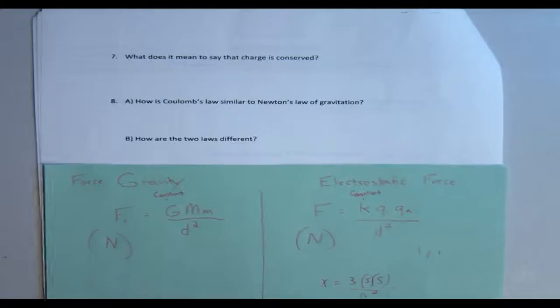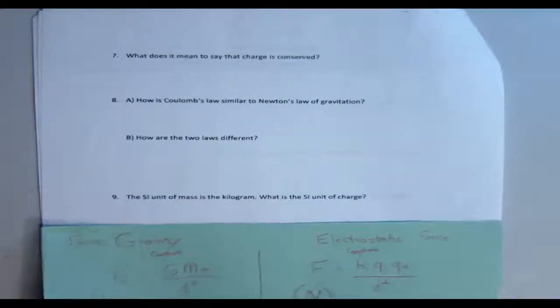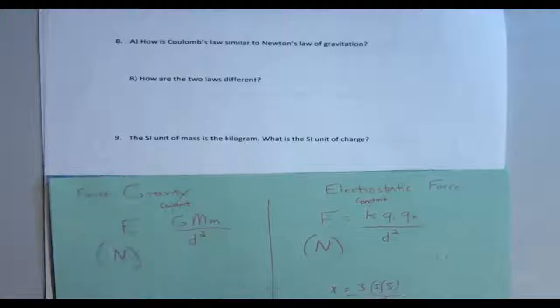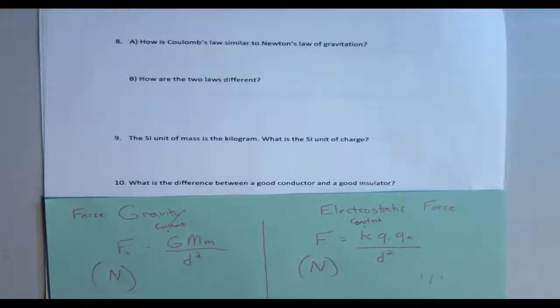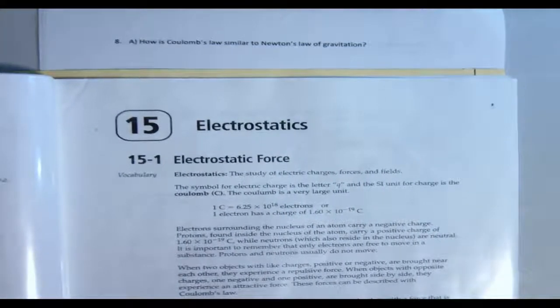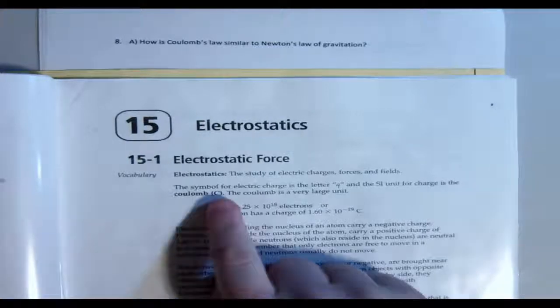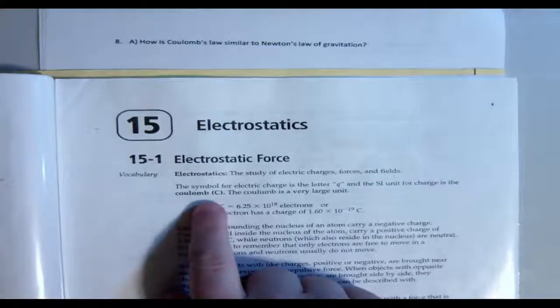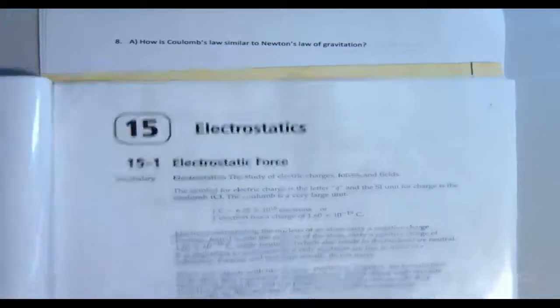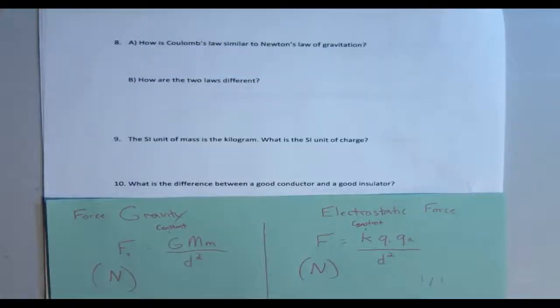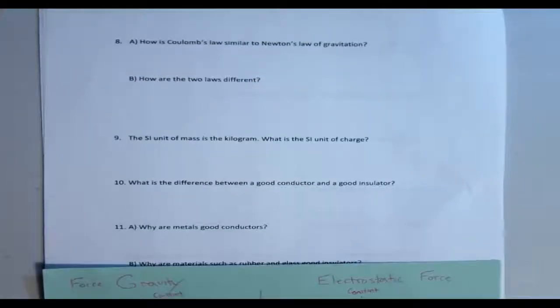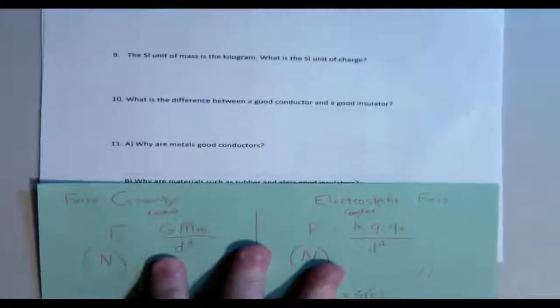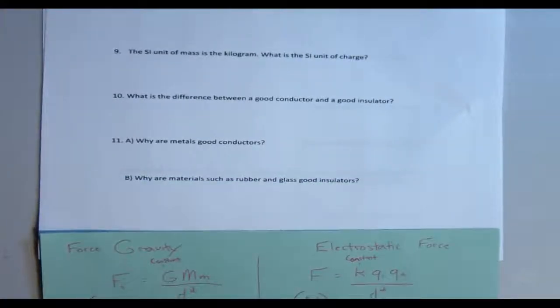Okay, let's look at number 9. The SI unit of mass is the kilogram. What is the SI unit of charge? Well, again, this is in the reading. So if we check that out, and really, it's a really small reading, so a lot of this should be pretty simple. The symbol for the electrical charge is letter Q, and the SI unit for charge is the Coulomb, right? So that's easy. So C, Coulomb, that's our answer. Piece of cake. Okay, let's move on to 10. See, this stuff's actually pretty easy. It looks kind of scary, but it's not.